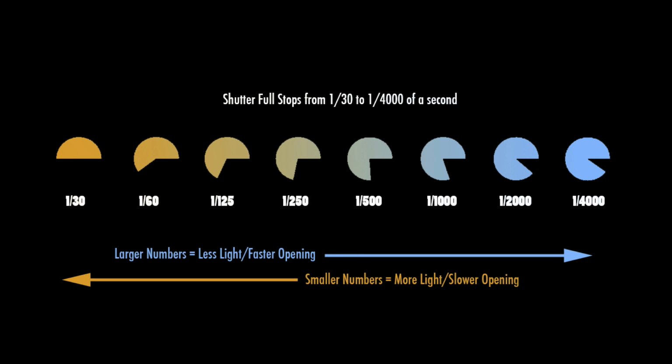So here on this scale, you can see that the faster the shutter speed is set, the less light is going to hit the sensor. And the smaller numbers on this scale are going to lead to more light hitting the sensor.